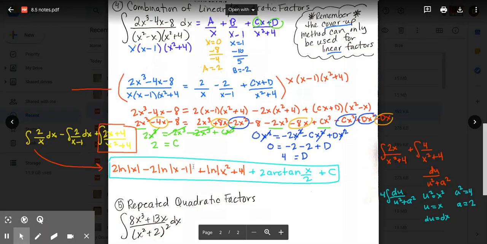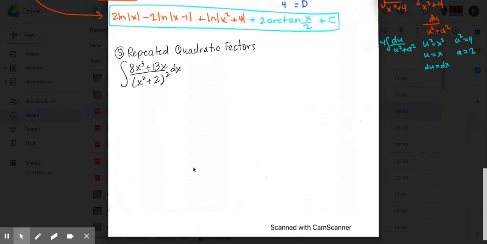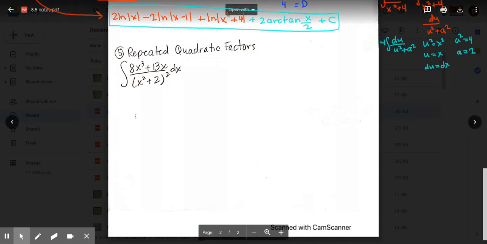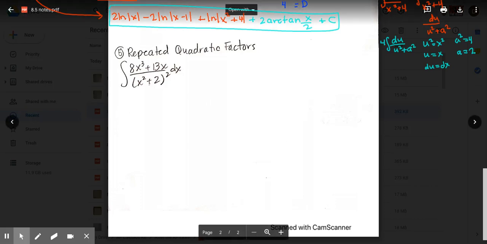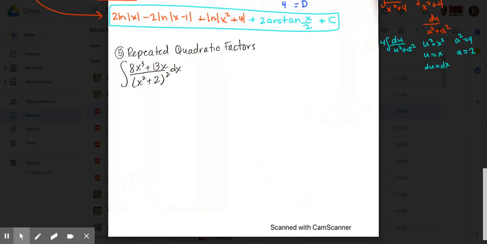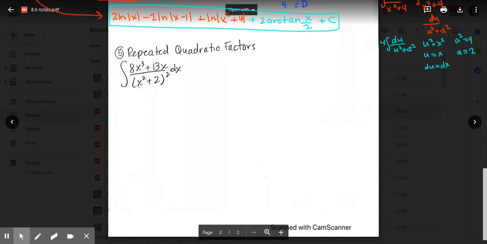All right, last but not least, what do you do when you have repeated quadratic factors? Okay, so remember, all other techniques don't work. You're trying u and du first. You're seeing if you need long division. If that doesn't work, then most likely if you have polynomials, it's integration by partial fractions. This here are quadratic factors, so that means you can't use cover up at all. And because they're repeating factors, you have to show the progression, just like we did with the linear repeating.